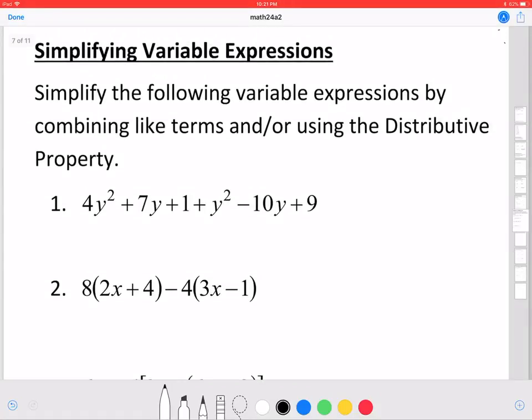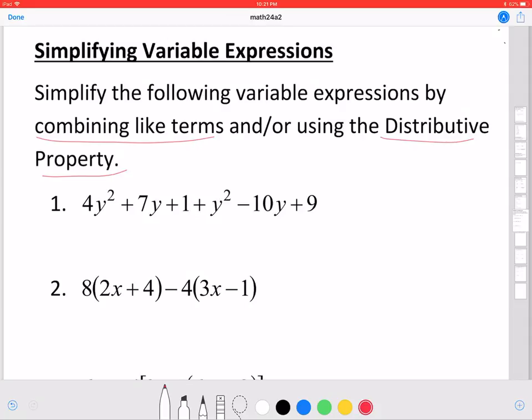Okay, in this video, we will simplify variable expressions. Now, be careful when you are dealing with variable expressions because some problems will ask you to evaluate and some problems will ask you to simplify. Here we are just simplifying variable expressions. Pretty much you'll be using combining like terms and/or the distributive property.